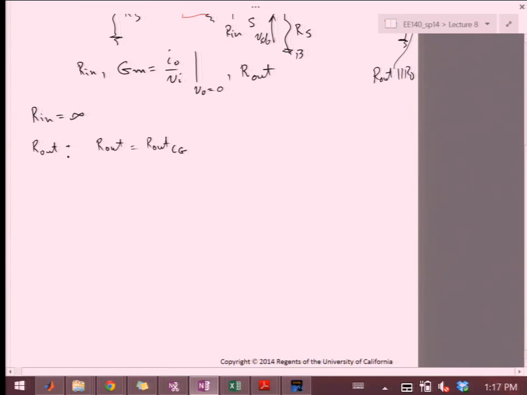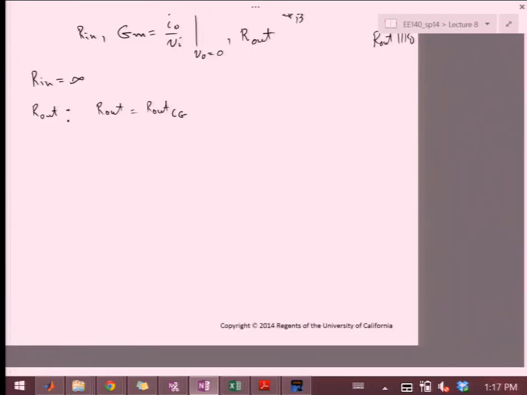Now, we'll just do it real quick, just to get you all on the same page. So when we do that grounding, we're going to have a grounded gate. And then in the source, we're going to have our RS, and this is going to be still VSB.